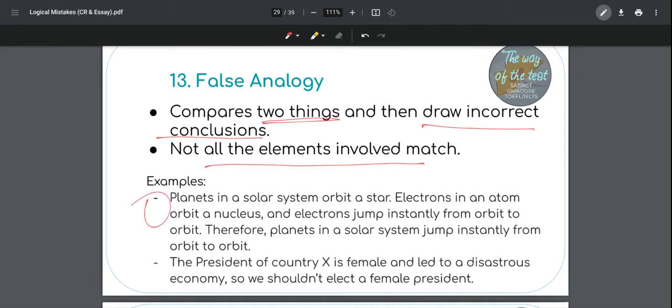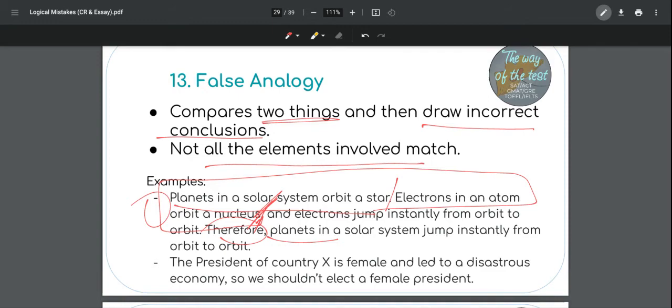For example, here: planets in a solar system orbit a star. Electrons in an atom orbit a nucleus, and electrons jump instantly from orbit to orbit. Therefore, planets in a solar system jump instantly from orbit to orbit, which makes no sense. Planets in a solar system orbit a star, and electrons orbit a nucleus. That analogy is fine, they correspond. But electrons jumping doesn't match any part of planets in the solar system, so the analogy has to stop here. It cannot go any farther, which means the analogy up to that point is not wrong.